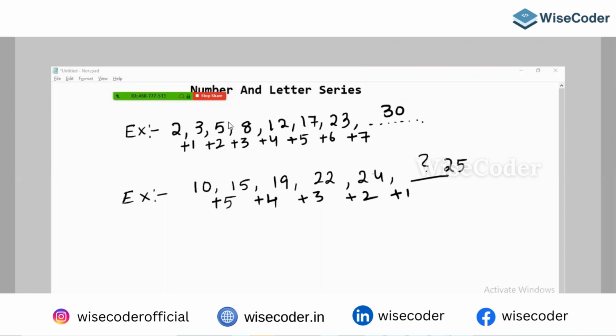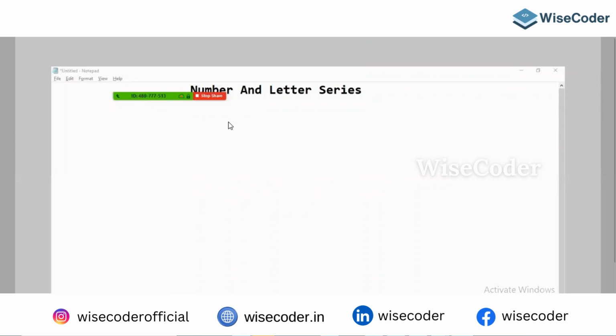Okay, so this is all about the first variety, the first category, difference in series. Let's go to our second variety. What is that? Product series. Please write down, everybody. Side heading is product series.